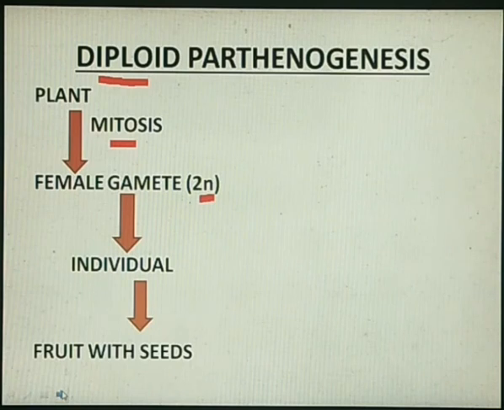So up till now we were discussing that the fruits produced through parthenogenesis were seedless, right? And those are called parthenocarpic fruits. But here we see that fruits are developed and they have seeds too, that too without the fertilization, right?